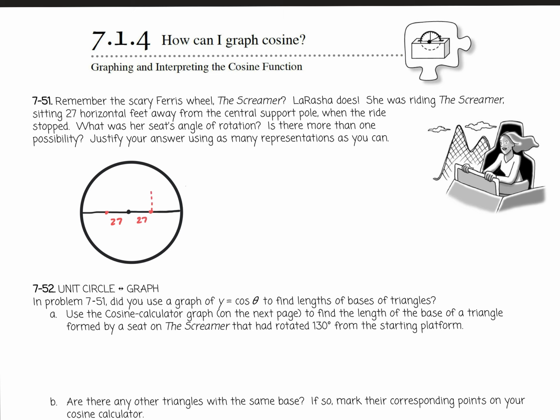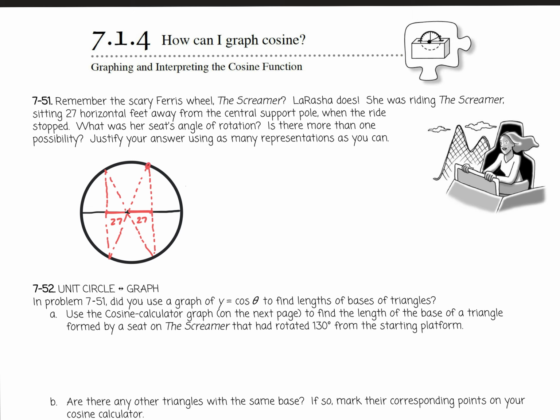which means we have to figure out what her angle of rotation was. Now we know from experience that there's going to be 4 different possible angles of rotation here. So I'm just going to draw all 4 of those in, and we can start to think about how we would find those. So we know that this length is 27 feet.